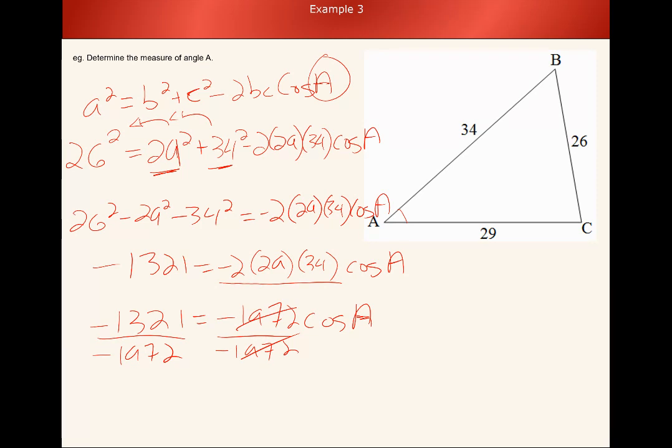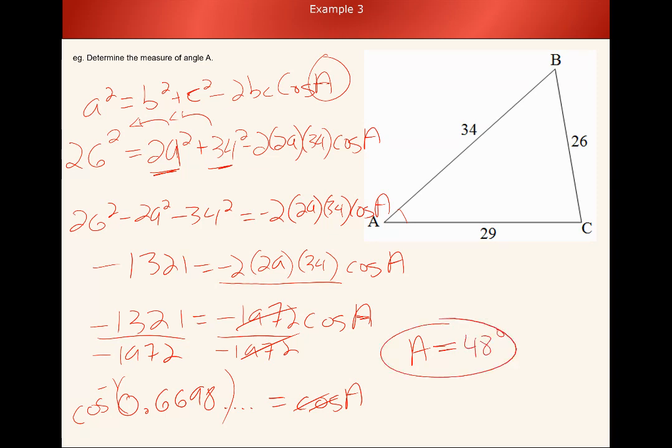And I'm going to type that in right now. Negative 1321 divided by negative 1972, and it makes 0.6698 and some other stuff equals cos A. So the last thing I got to do is that second function cos in order to solve it, and that'll get rid of that, and then it'll just be A equals. So keep that 0.6698 on your calculator and just take the shift or second function cosine of that number, and you get an angle of, rounding to the nearest degree, 48 degrees.